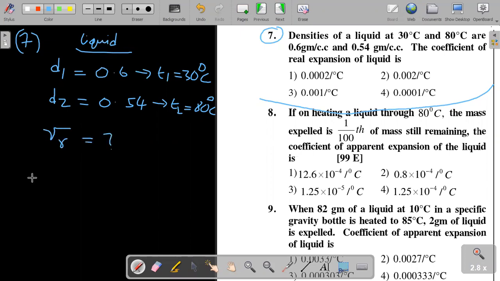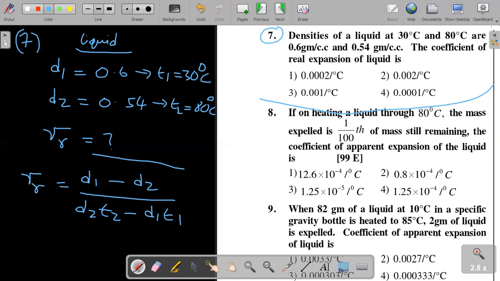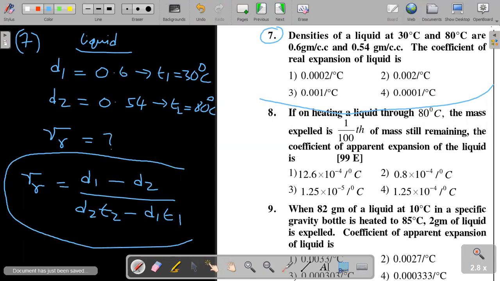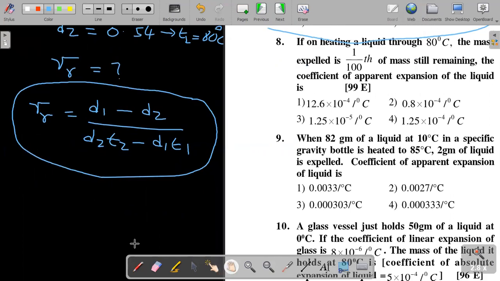So already we derived the formula for gamma R as gamma R is nothing but (D1 minus D2) by (D2 T2 minus D1 T1). This is the formula when you take different temperatures. Suppose one of the temperatures is 0, then we use a different one. What is the formula when one of the temperatures is 0? We use gamma R is equal to (D0 minus Dt) by (Dt into T). These are the things already we discussed in the class.